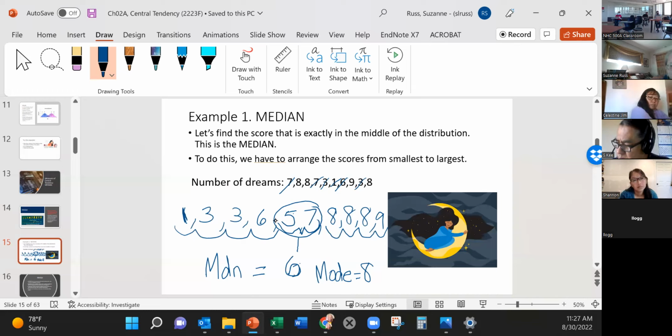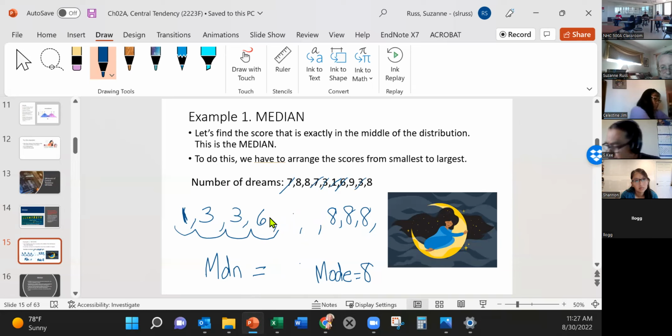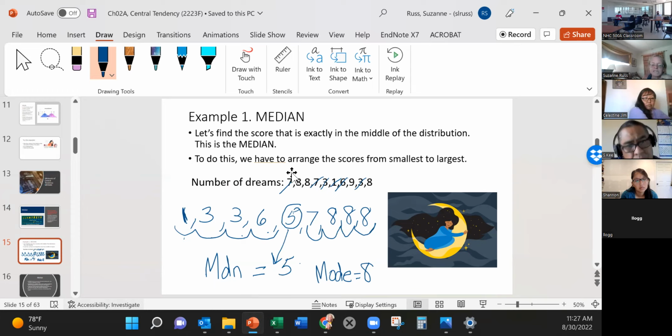Now, if it was a little bit easier situation and we didn't have this 9 in the group, we could then count over. So let me rewrite these numbers and not circle them. And so now we're counting 1, 2, 3, 4, and we're going to count 4 here. Here's our 5 and our 7. We would count 1, 2, 3, 4. And now there's just 1 number in the middle. And in this case, our median would be 5. And our mode would still be 8.